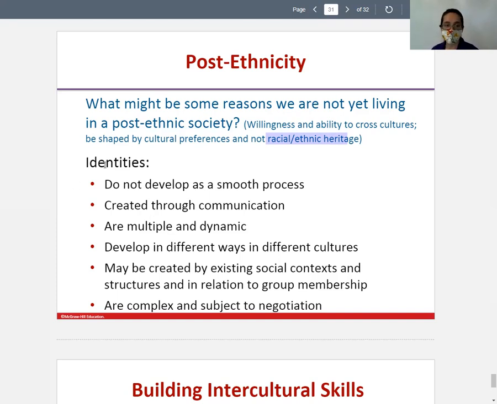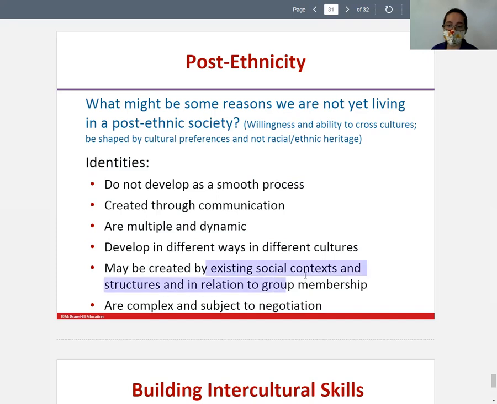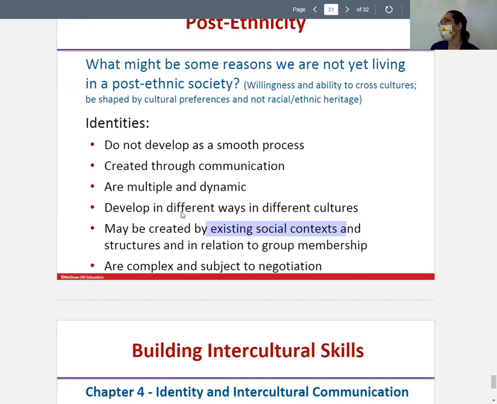So this is just kind of a wrap up from what we said at the beginning. Not a smooth process developing your identity. They are created through communication, through existing social context in relation to other people. They're dynamic, so they're subject to negotiation, subject to change, and they are complex and they are multiple. So you're not just a husband, or you're not just a teacher, you're not just a student.